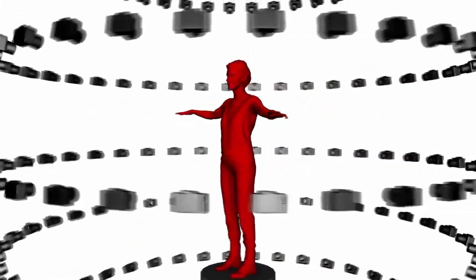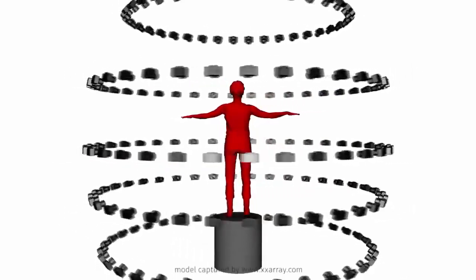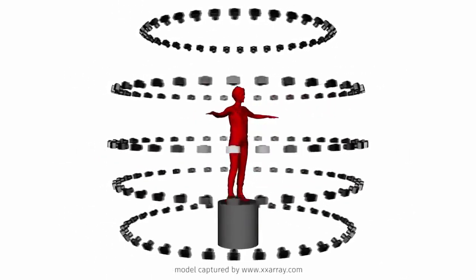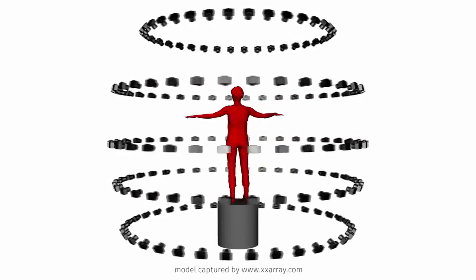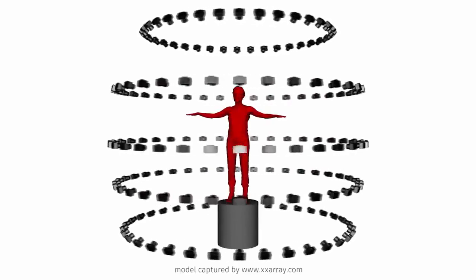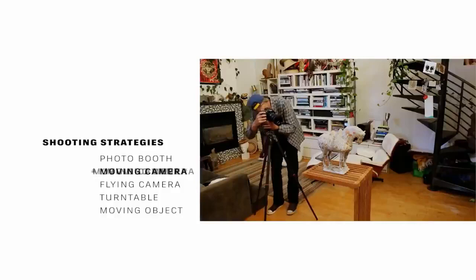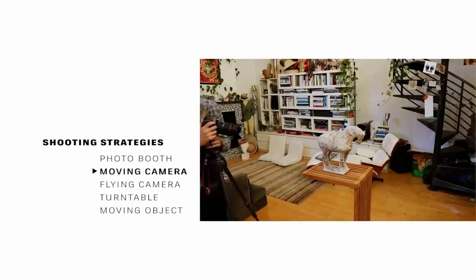Of course, not everyone is going to have access to a large studio and hundreds of cameras to build a photo booth of their own. But it's a good idea to keep this technique in mind, as you can try to replicate the camera angles and the flat, even lighting when using a single camera. The most common and accessible technique is moving your camera around your subject.